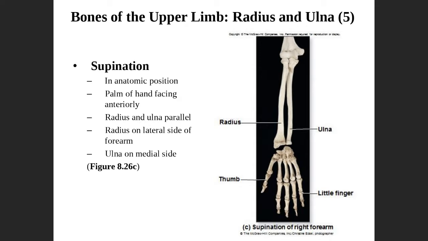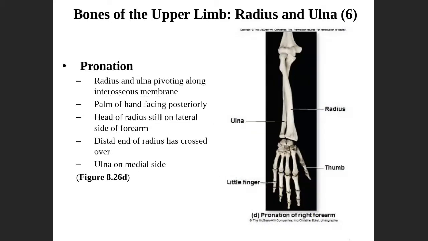So here's supination. Palms forward, standing like I'm facing you in the anatomical position. You can see the two bones here are parallel. Now, when I go into pronation, when I turn my palms over, I turn them down, look at the radius. It crossed right over. That's called pronation.